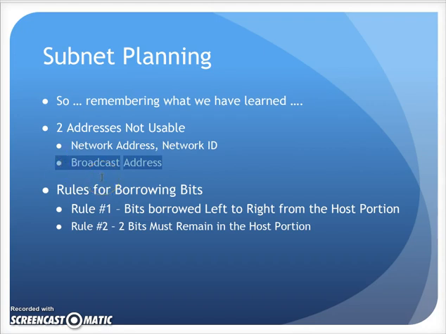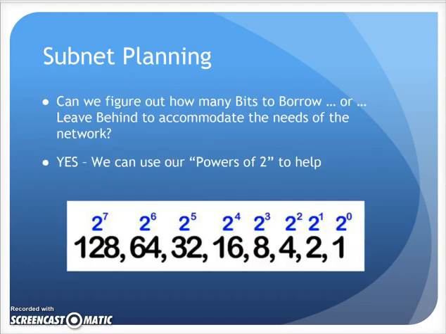We also know we have two rules. When I borrow bits to create subnets, I'm going to borrow left to right from the host portion. And I'm also going to make sure there are 2 bits left in the host portion when I'm done. Okay, so can I figure out how many bits to borrow or leave behind to plan on a network? Yes, I can. I can use my powers of 2 to help.